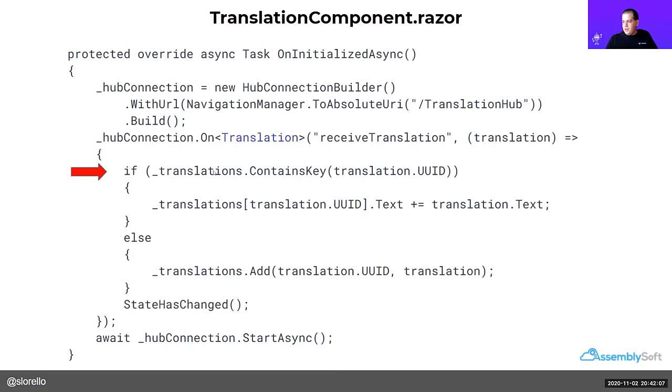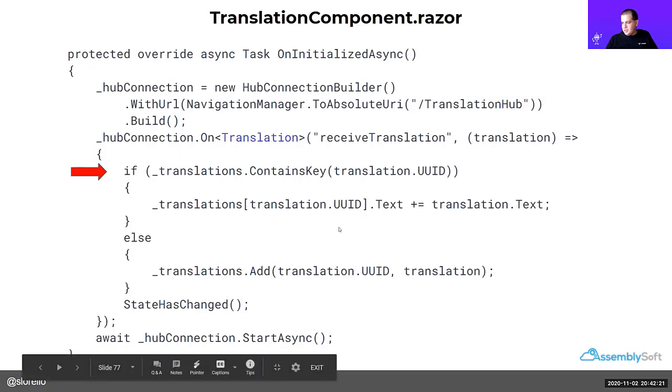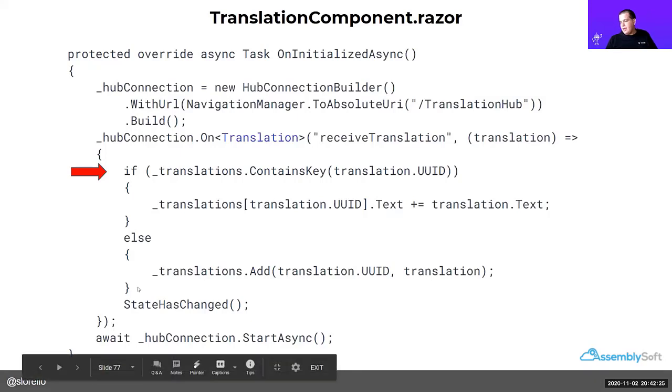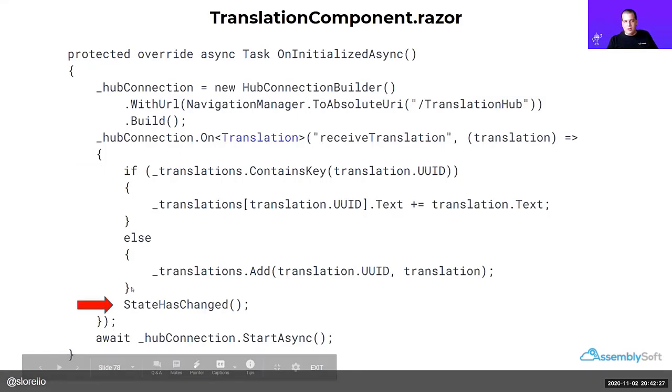And then if our translations already contains that UUID, we just append the text from the newest translation to that translation. Otherwise, we just add the new translation to our translations dictionary. And then finally, we also call StateHasChanged, which is just a lifecycle event to tell the Blazor component that the state of the component has changed, and then it needs to go through and update the rendering of the component.